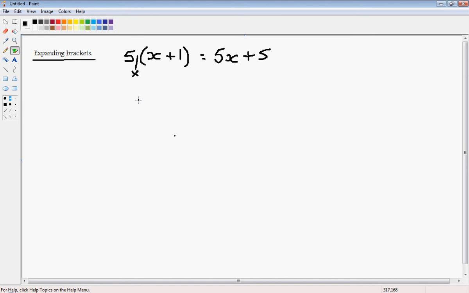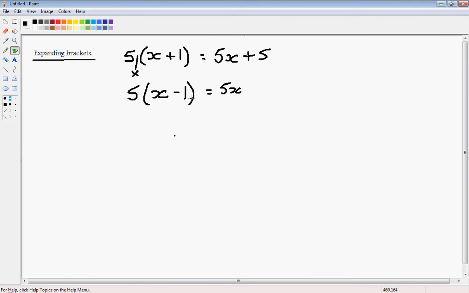So let's take this same bracket again, and we'll put in a minus. So we have 5 times x minus 1. Now the x is positive and the 5 is positive. So a positive times a positive is positive. So 5 times x is 5x. Exactly the same as we had up here.